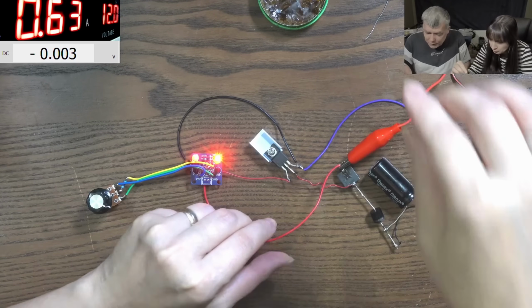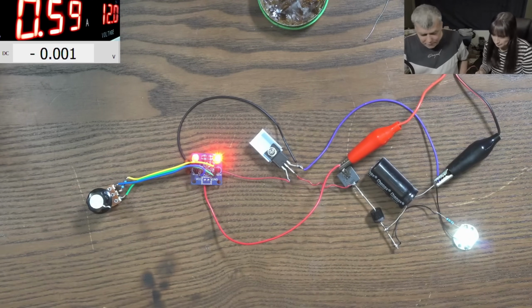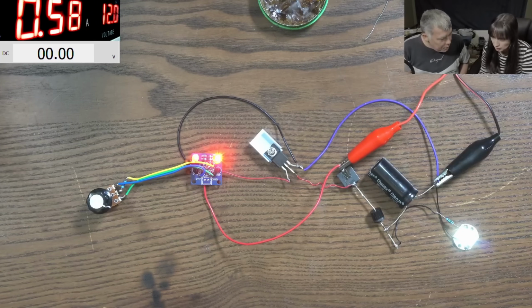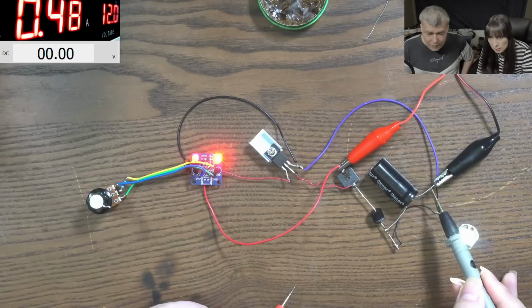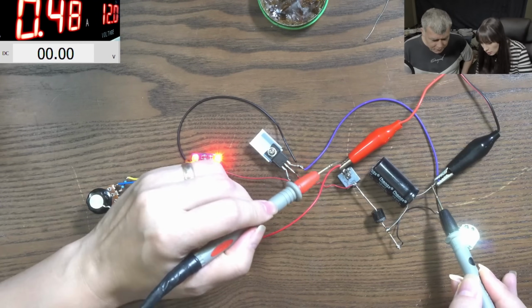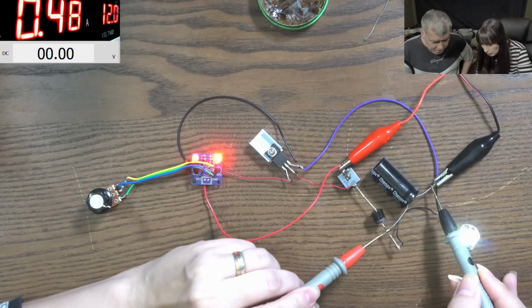Take the multimeter and check the output voltage. So we know the input voltage, which is 12. Check the output voltage. You can check in parallel with the LED, or you can check in parallel with the output capacitor. The output capacitor is this one here. In parallel with the capacitor. What does parallel mean? Oh, here.